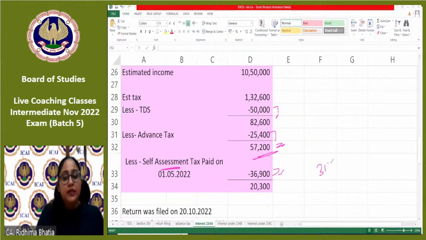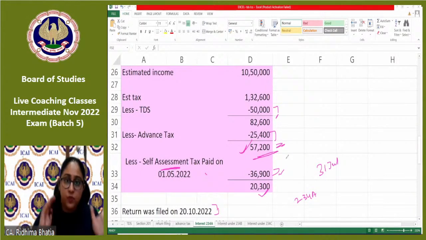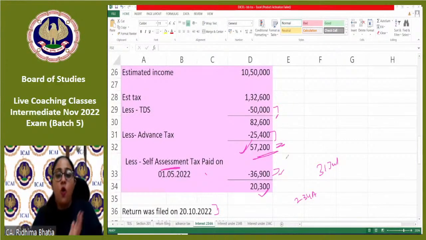Now the return filing date is 31st July. I filed the return on 20th October. Now, on what amount would 234A be applicable? Whether on 57,200, which is the amount coming after the TDS and advance tax, which were my previous year credits, or after the self-assessment tax which I paid. So the correct answer is 20,300.